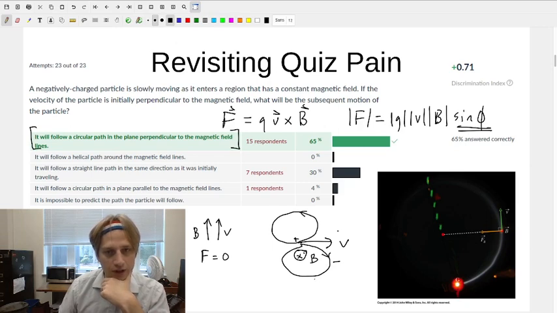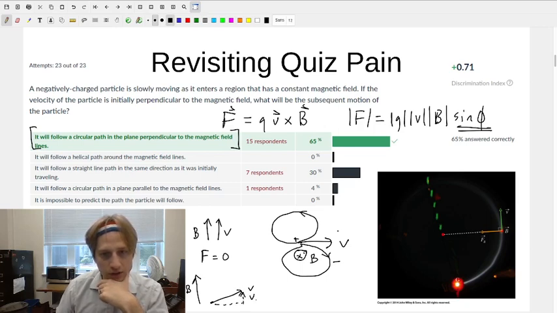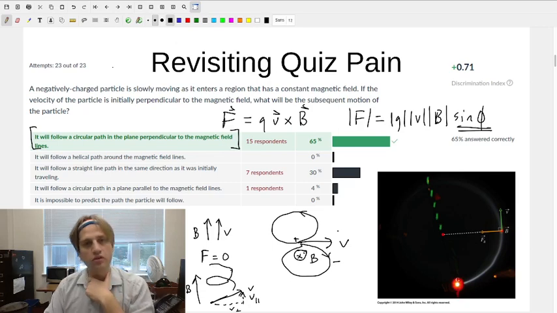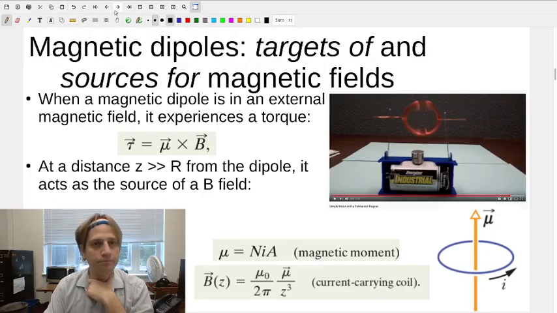And then if you have the case where your B is pointing up and then your V is pointing at some angle, what you would get is that along the direction of B, that V parallel doesn't change, but the V perpendicular is constantly changing direction, and your path becomes that of a helix. Okay, so those are three cases to keep in mind.